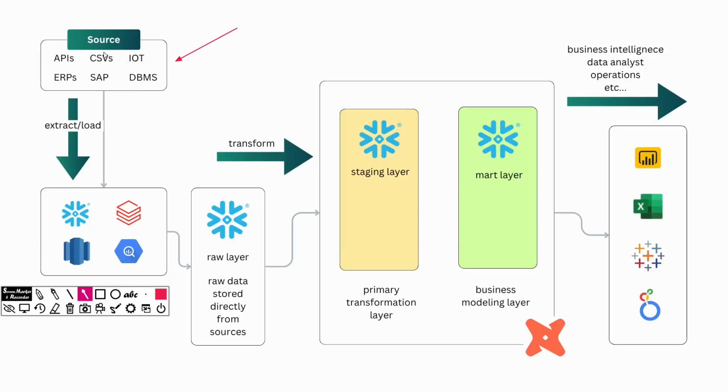Once it's loaded into the warehouse, it's simply stored in the raw state. At this point, it's not touched, right? You don't do anything on your raw data set. You don't transform it. You don't handle it in any way. You just take it and store it into the data warehouse.